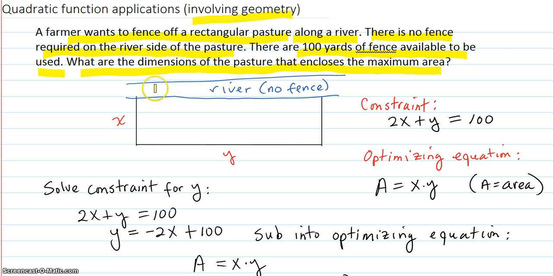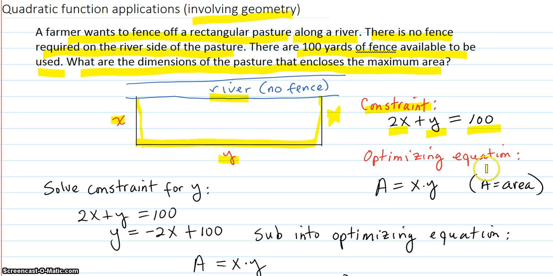So here's your rectangle right over here, and then there's no fence on this side, on the river side. So you just have x, a y, and another x over here. So there's two x's and a y with no fence on this side. So the constraint equation that ties x to y is there's two of these x's plus one of these y's adds up to 100 yards.